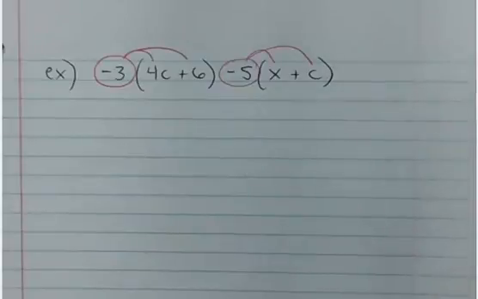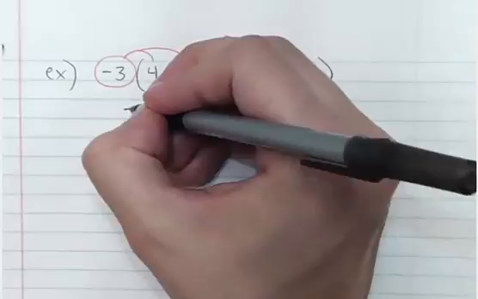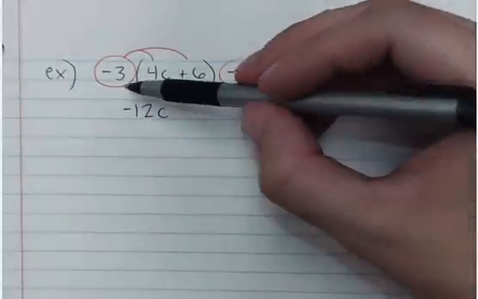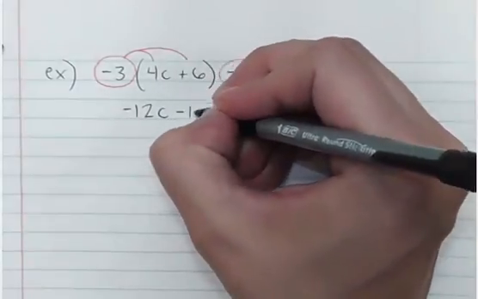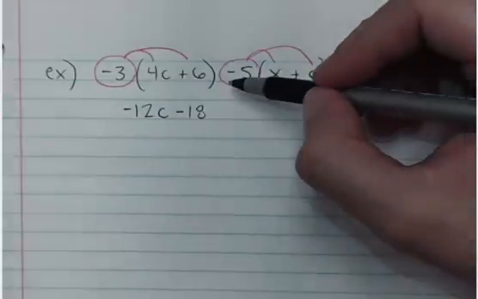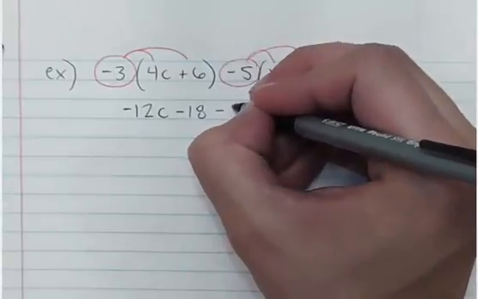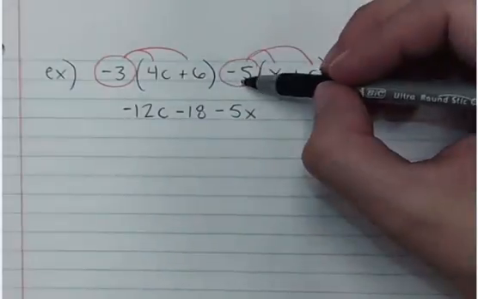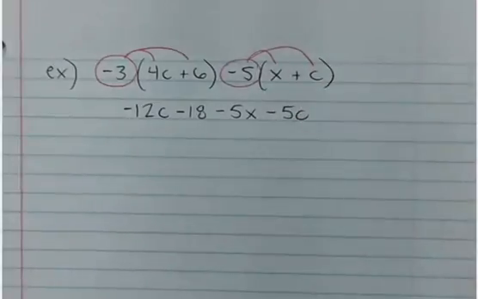So as I work this out, I just go from left to right. -3 times 4c is -12c. -3 times 6 is -18. Again, use your calculator if you need to. -5 times x is -5x, and -5 times c is -5c.